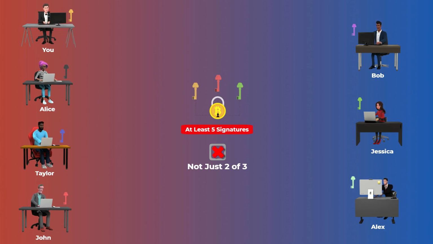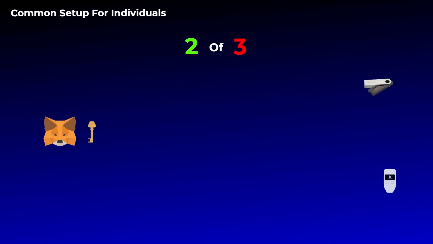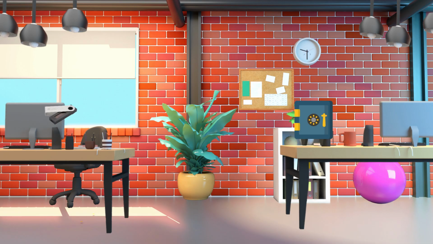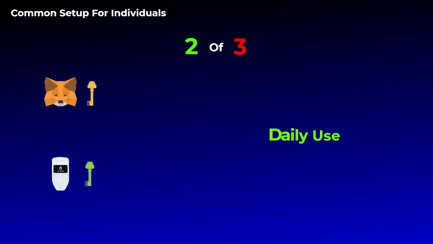What about individuals like you and me? What is a good way to set up your multi-sig wallet? Well, a very common multi-sig setup for individuals is a 2 of 3 combination with a MetaMask wallet and 2 hardware wallets. In this setup, you should lock one hardware wallet in a safe distant place like a deposit box and keep the other one with you at home to use daily.